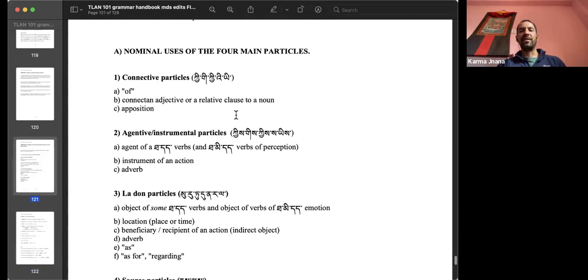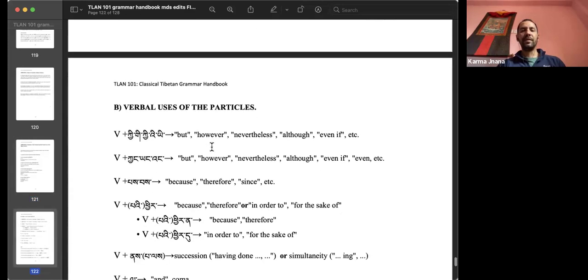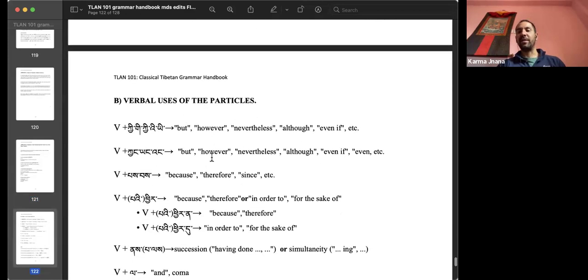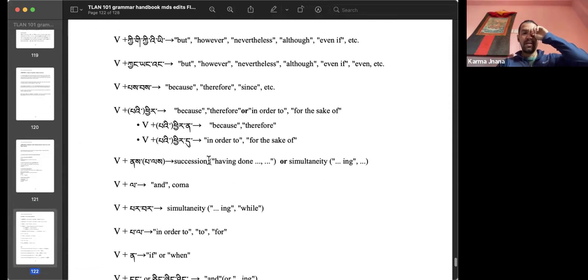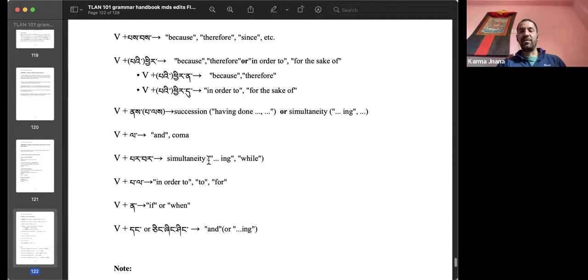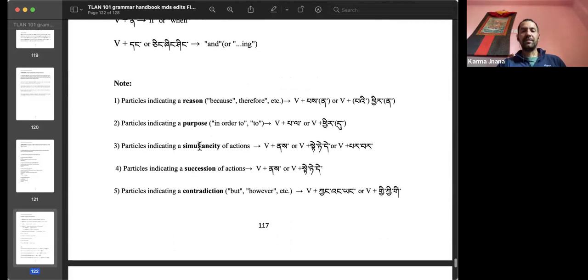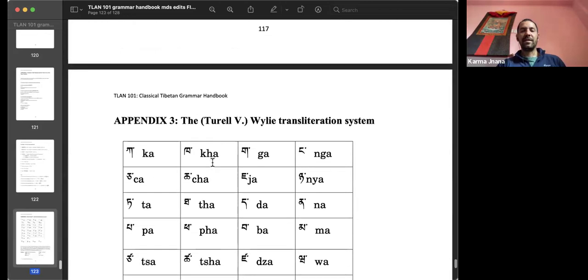So remember, there's nominal uses, and there's also verbal, which will act differently if the particle comes after the verb. We went over this recently, but it's a nice little summary. A few notes on this.